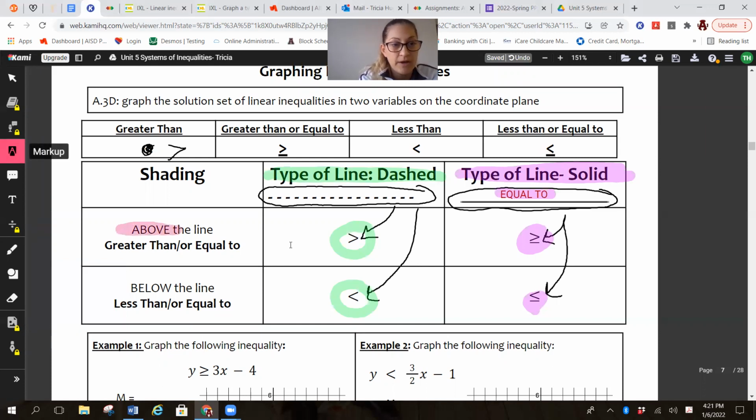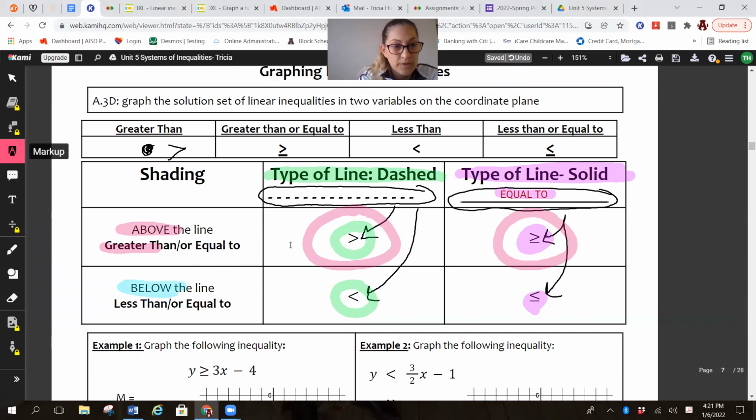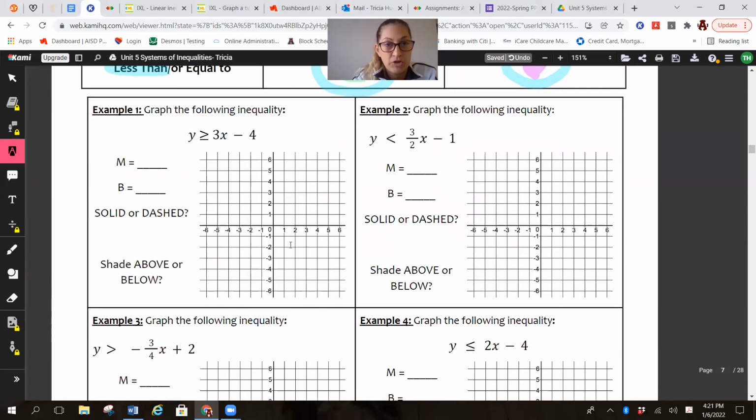Now, to shade above, it needs to say greater. This is greater, and this is greater. They both say greater. One also says it's equal. Also, to shade below, you need a less than symbol. So less than shades below, less than or equal shades below. Okay, so you need to keep that information. That's the most important information. If you can do that, you're ready to go. You're going to refer to that on your packet over and over and over. Okay, clearly I have it all memorized.